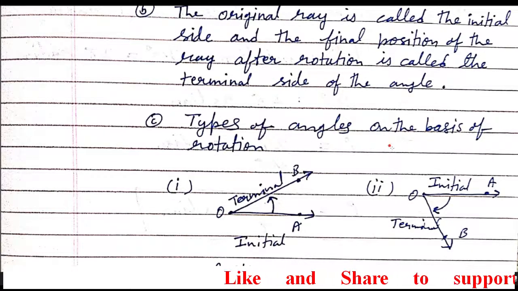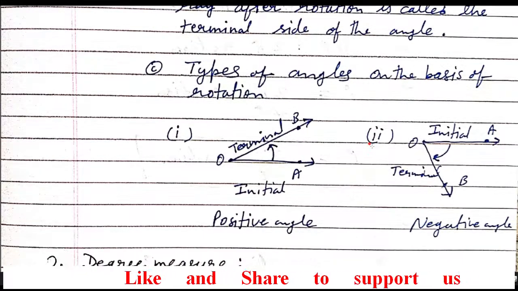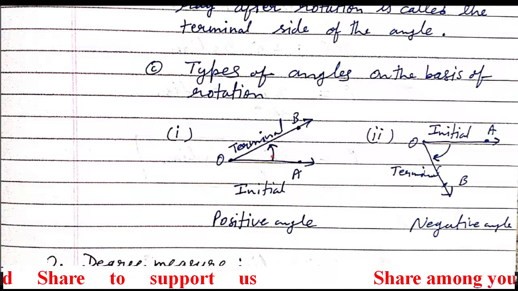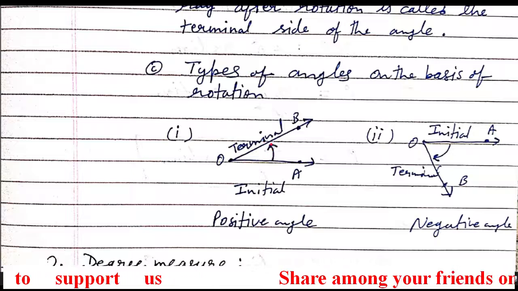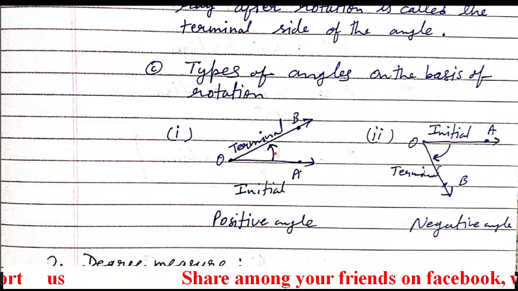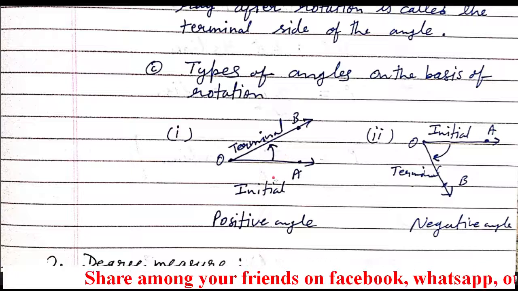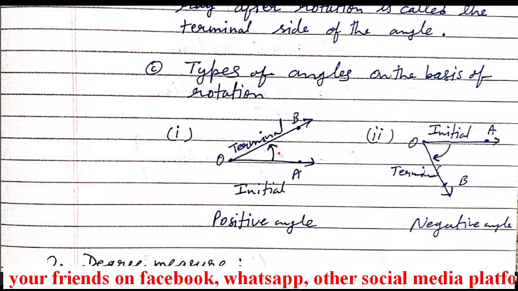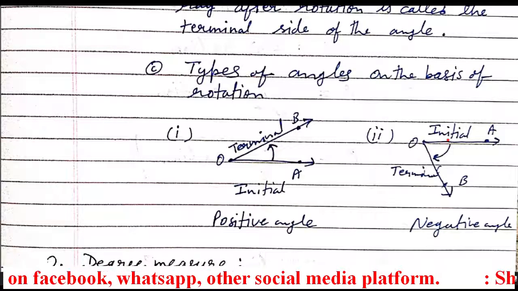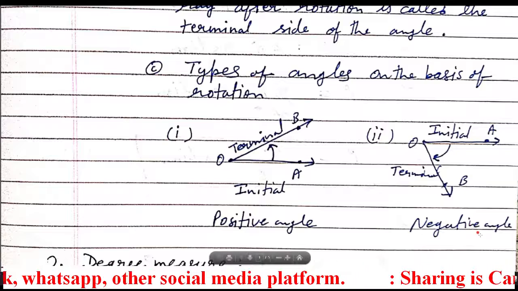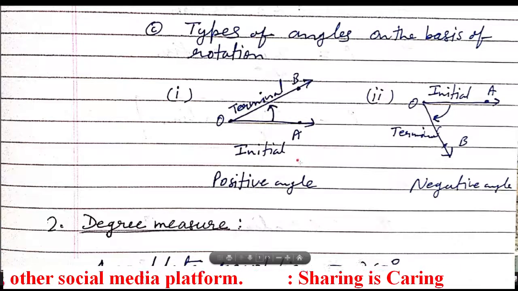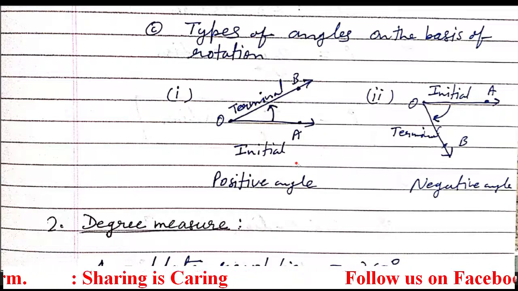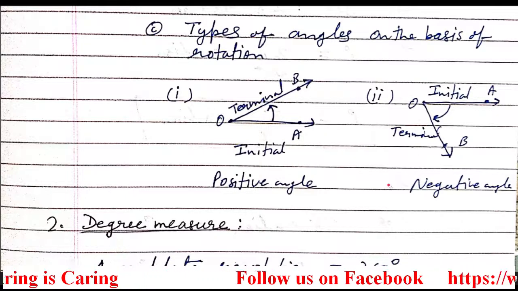Now types of angles. On the basis of rotation, there are two types of angles. If it is rotating along the anti-clockwise direction, you see this direction is anti-clockwise, then it is named as the positive angle. And just opposite of it, if the angle rotates along the clockwise direction, then it is named as the negative angle. So only two types of angles are there on the basis of rotation, positive angle and negative angle.